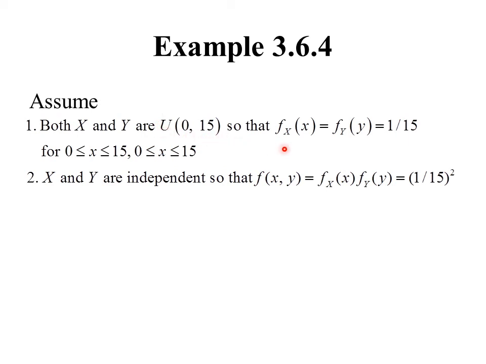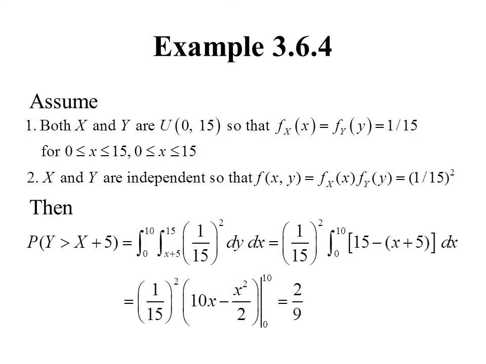Now, that tells us that the distribution of x is just 1 over 15, and likewise the distribution of y is just 1 over 15. So they have the same marginal PDF. And again, they take values between 0 and 15. Second assumption is that they are independent. So that means that their joint PDF is simply the product of their marginal PDFs. So it's 1/15 squared. So there we got a nice simple formula for their joint PDF.